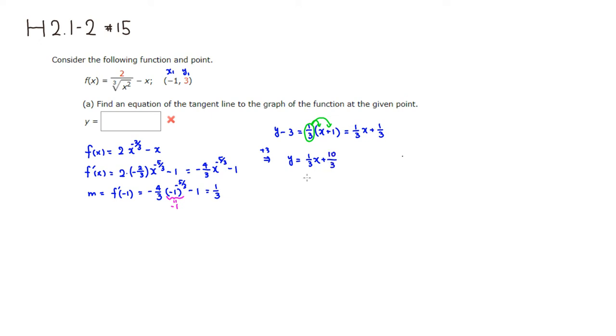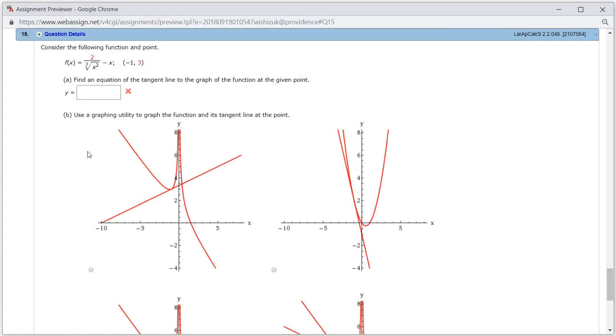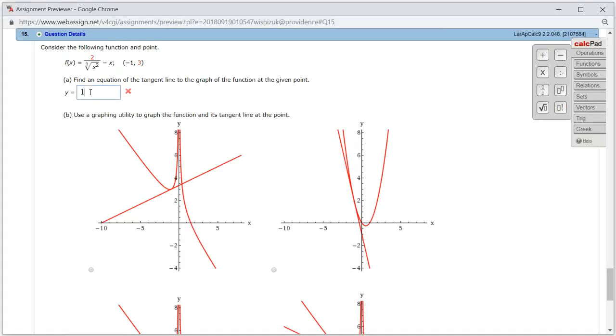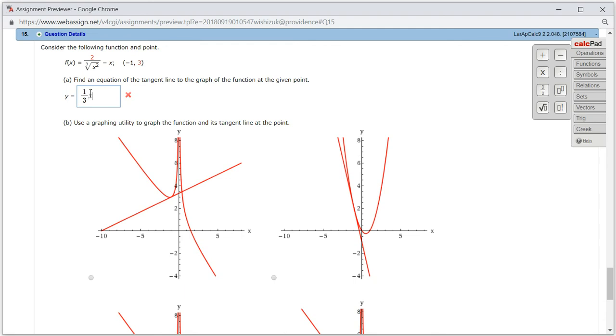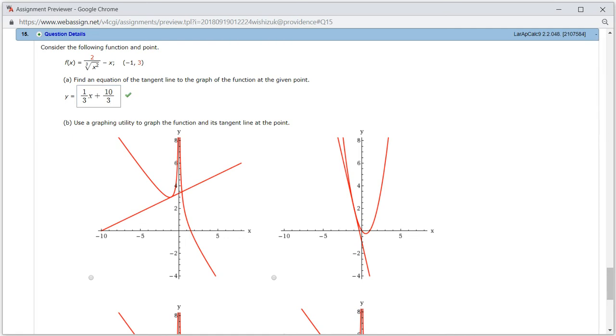All right, so we have the equation, so let's type it in. So you have 1/3 x plus 10/3. Let's go ahead and check the answer first. I came back and it looks like we got part A correctly. So let's do part B.